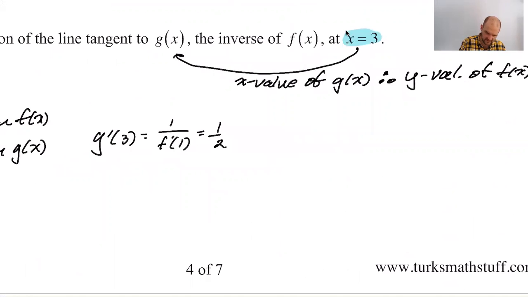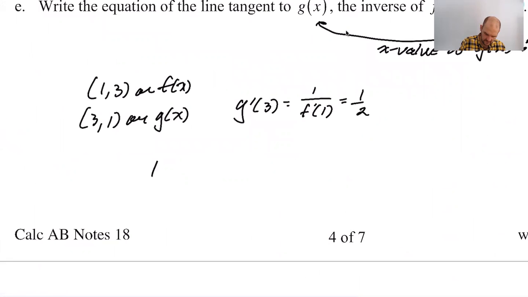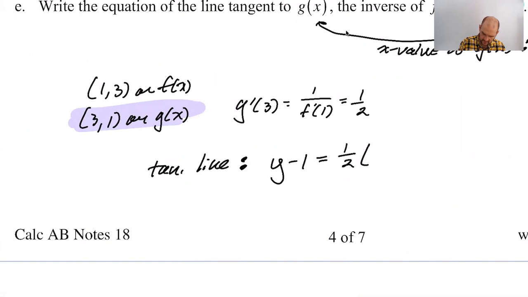Okay, so our tangent line, I'm going to do it here. Make sure you use the right point. This is the point that we want to use. So it's going to be y minus 1 equals 1/2 times (x minus 3).